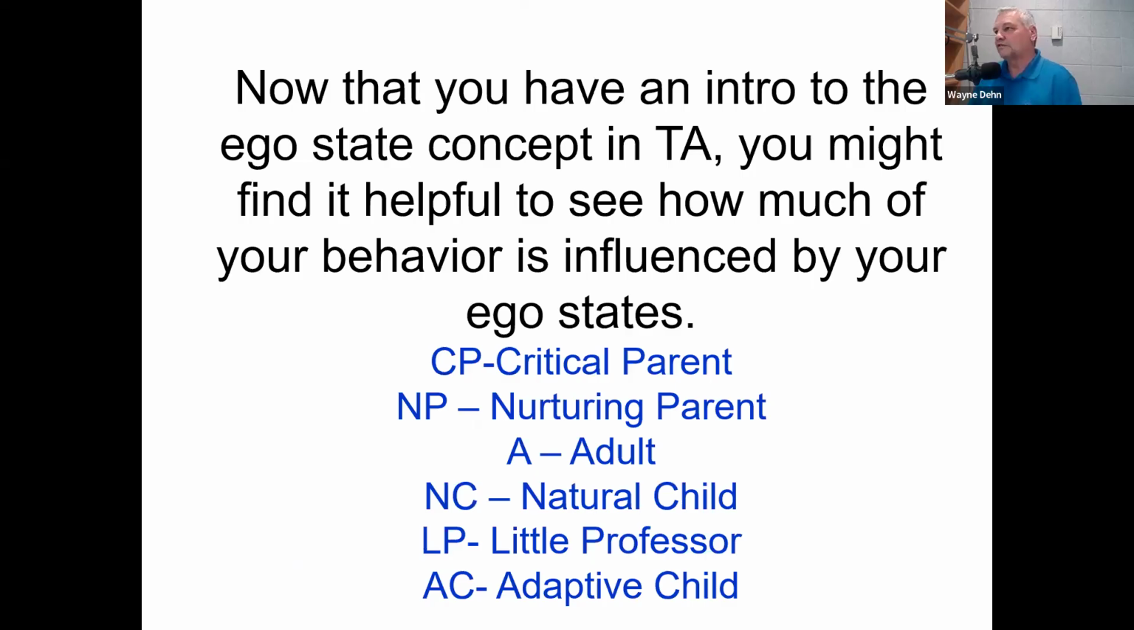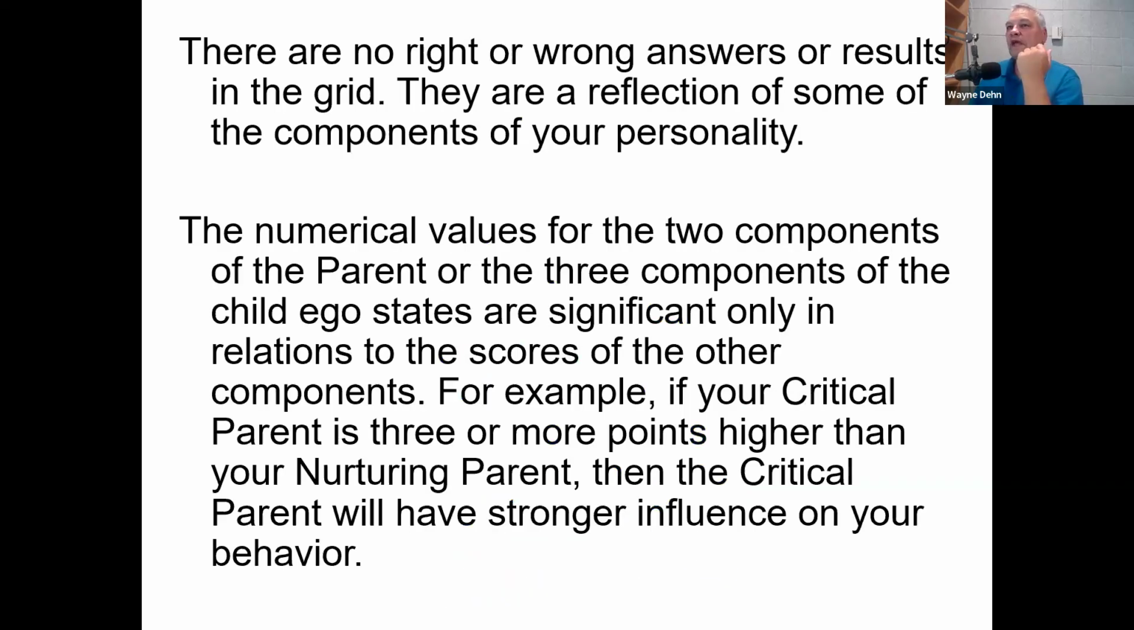Now, when you start looking at your scores, you should have had scores in CP, which is critical parent, NP, nurturing parent, A, logical adult, NC, natural child, LP, little professor, and AC, adaptive child. That is where you should have got scores. And when you look at the LP, the little professor, that's also the rebellious child. So it's one and the same when we look at the scores you took on the test. There are no right or wrong answers or results in the grid. It's just a reflection of some of the components of your personality and what's natural to you or not natural to you.